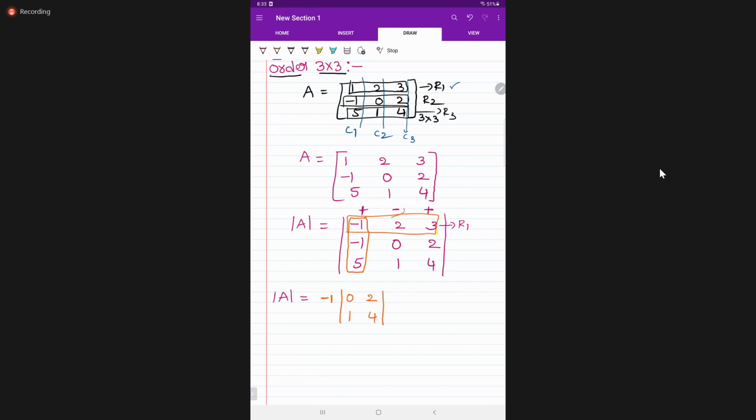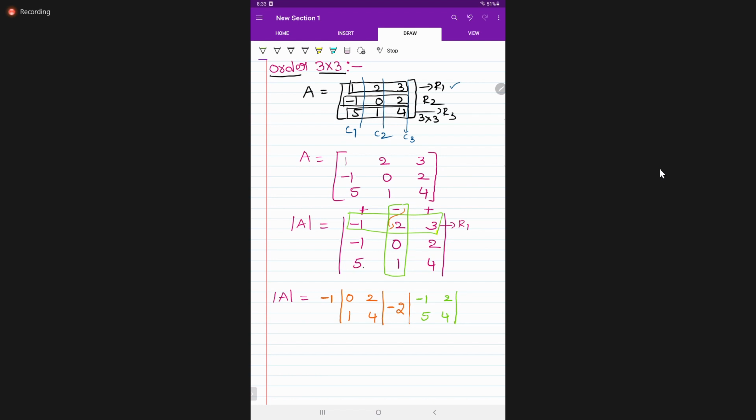Next, what is the symbol of 2 here? Minus 2. Next, determinant of: delete that row, delete that column, and you get a 2 by 2 determinant. Now tell me, students. The remaining elements: minus 1, 2, 5, 4. Delete this row, delete this column, then you get a 2 by 2 determinant.